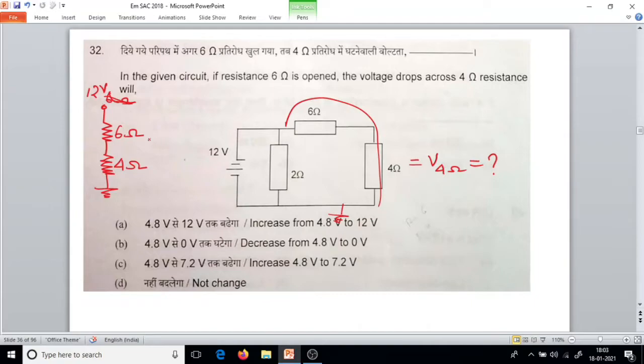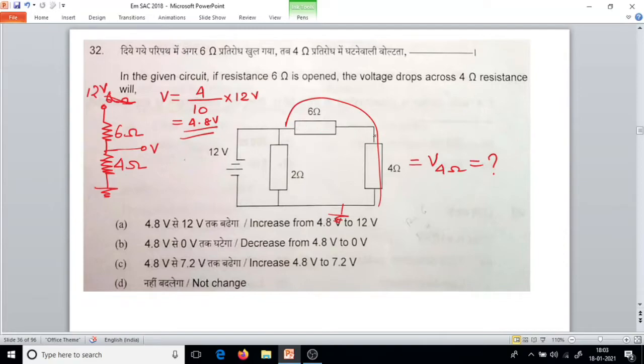Now, what is the voltage across this 4 ohm resistor? We will use the voltage divider rule. According to the voltage divider rule, V equals R2 divided by the sum of the two resistors, that is 4 ohm divided by 6 plus 4, 10, multiplied by the input voltage, 12 volt. 4 12s are 48, 48 divided by 10, 4.8 volt. Now what happens if this opens?